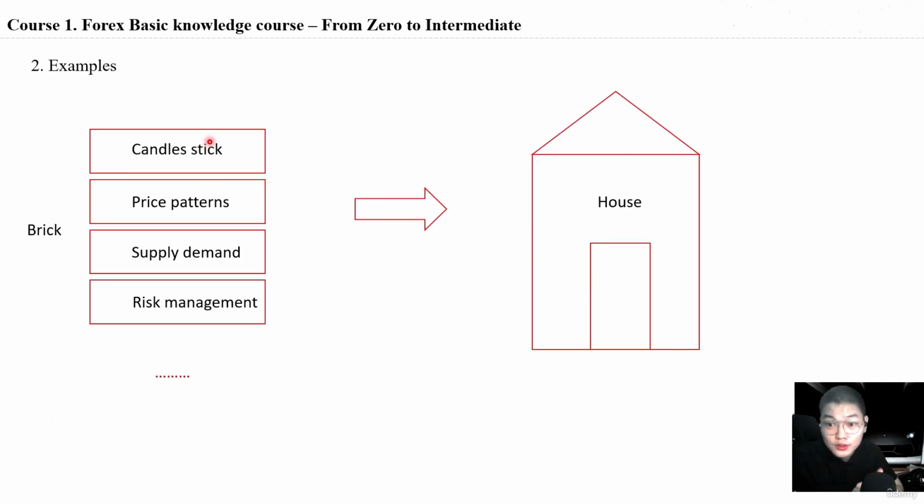It's like when you want to buy a house, you need more and more bricks to build the full house. The first brick is the candlestick, the second is price patterns, and the next ones are supply and demand, risk management, and something more I will teach you in this course. You just need to understand that price pattern is the second brick to be successful in trading. That's all. Two reasons are enough for you to know why you need to understand this lesson. So let's jump into some examples I already traded last week.